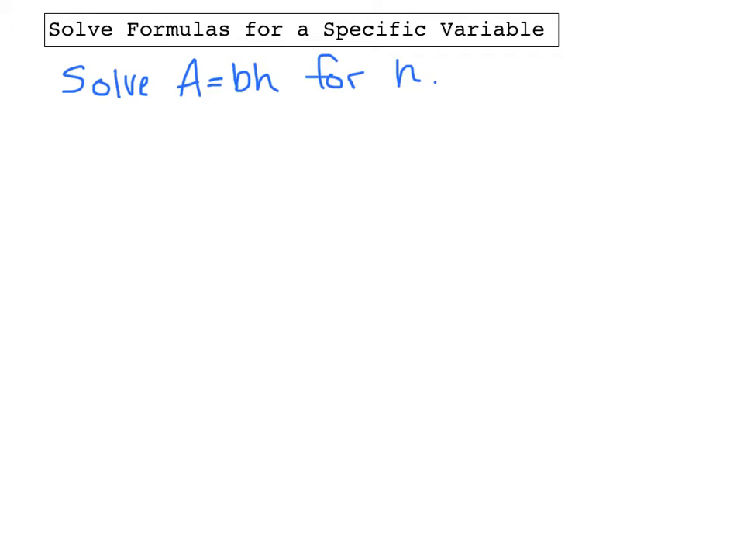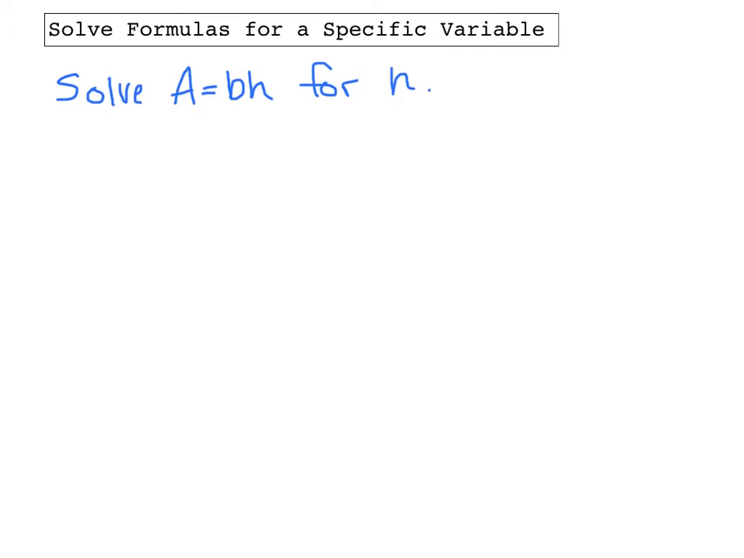So for example, first guy right here, we've got A equals B times H, which is the area equation for a rectangle. And we want to solve that equation for H. So we need to get this H all by itself. So we need to get rid of this B.